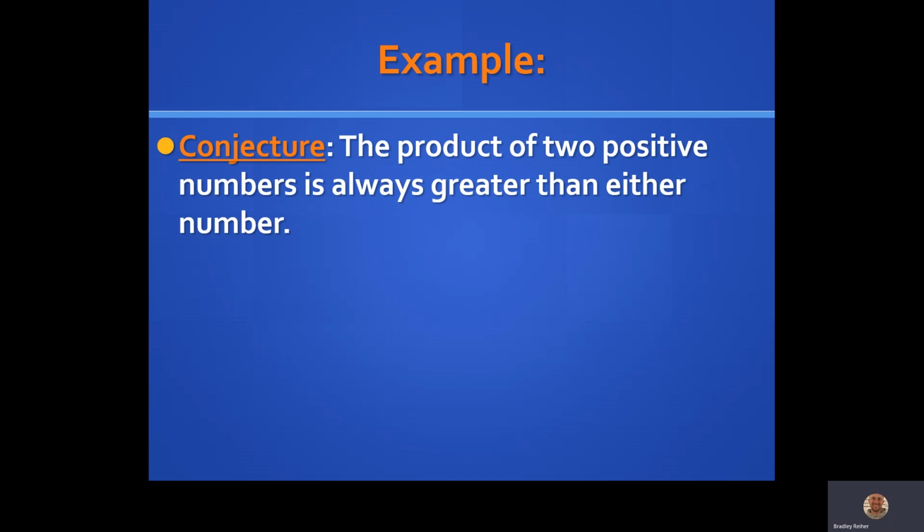Here's a conjecture that deals with mathematics. The product of two positive numbers is always greater than either number. This might seem a little trickier, a little tougher, mainly because there's words. Some of the words you might not know the meanings of, so we should probably talk about that first. Okay, so if you're following along with your notes, that word product, it means something. Product means the answer when you multiply.